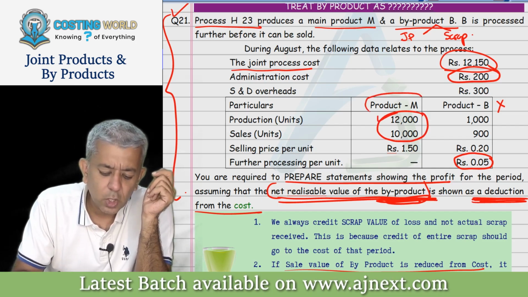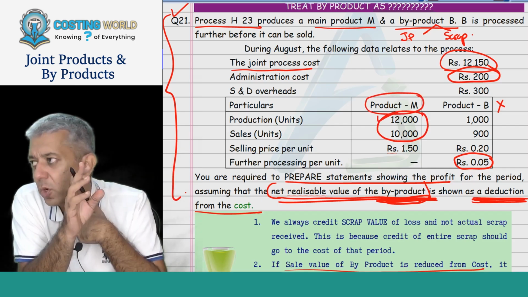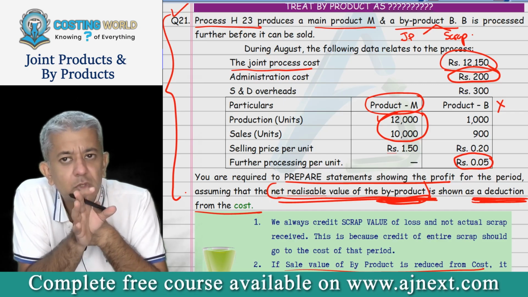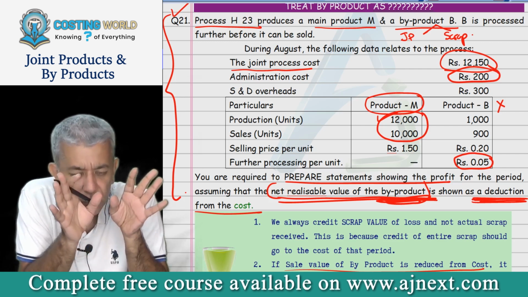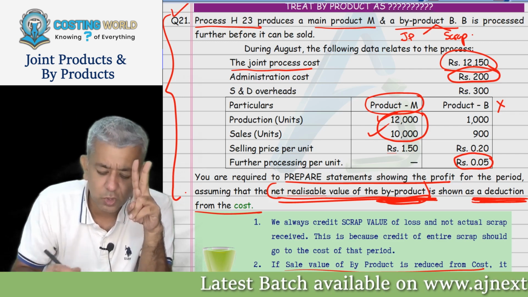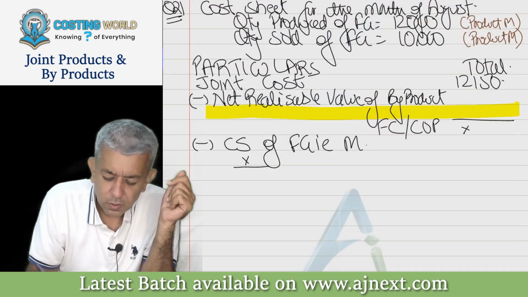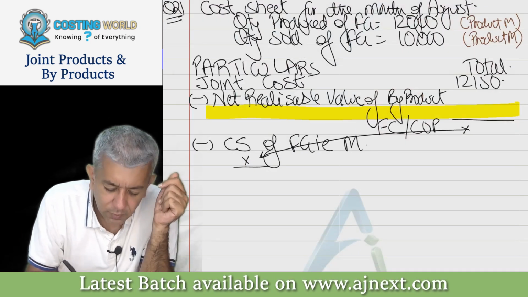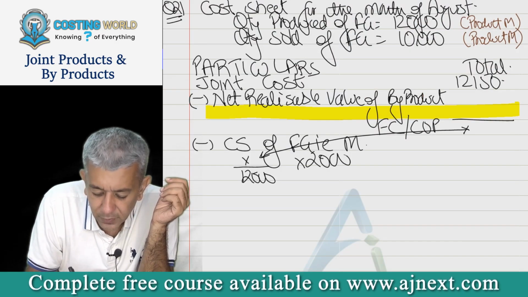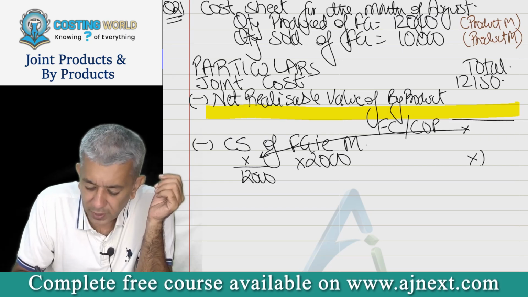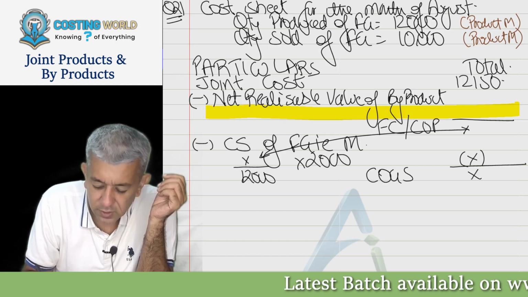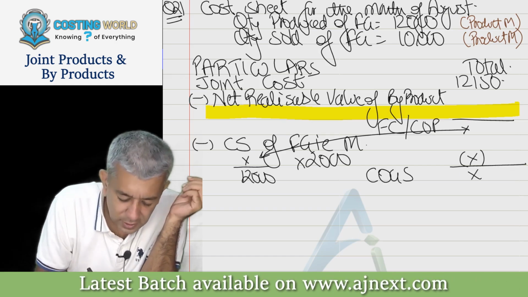You are trying to make the cost sheet for which particular product? Product M or product B? M. So for M, quantity produced is 12,000. Out of that, sold is how much? 10,000. So 2,000 is your closing stock, no? Yes. So this figure will come over here, divided by 12,000 into 2,000. The moment I get this figure, I will reduce it. This will start to give me my COGS.